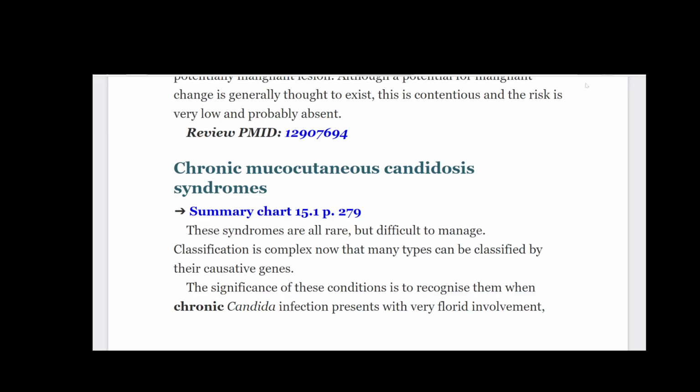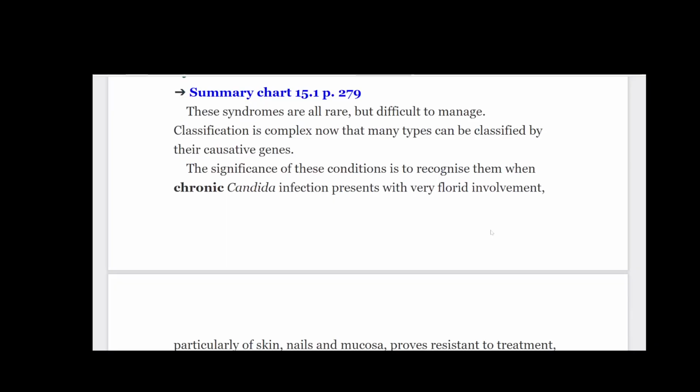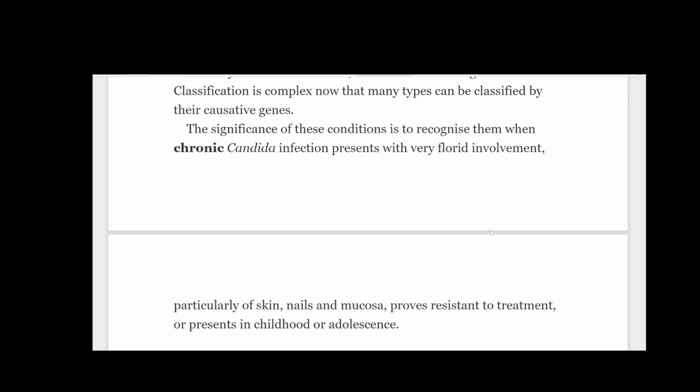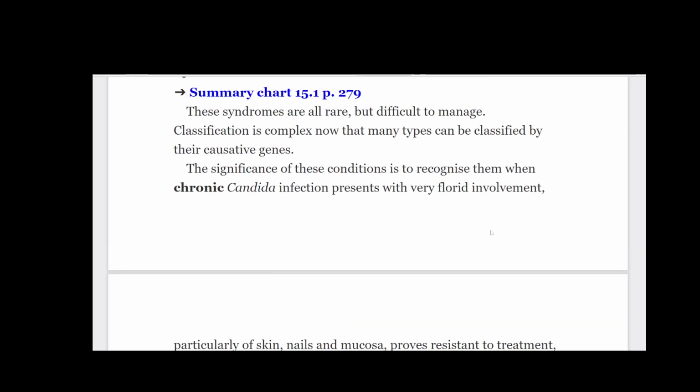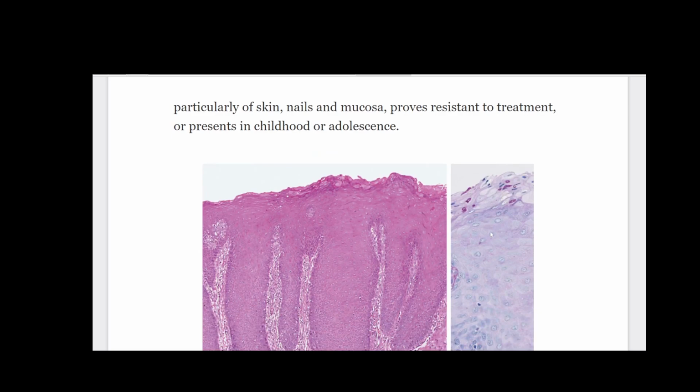12,907,694 Chronic mucocutaneous candidosis syndromes. Summary chart 15.1 page 279. These syndromes are all rare, but difficult to manage. Classification is complex now that many types can be classified by their causative genes. The significance of these conditions is to recognize them when chronic Candida infection presents with very florid involvement, particularly of skin, nails and mucosa, proves resistant to treatment, or presents in childhood or adolescence.